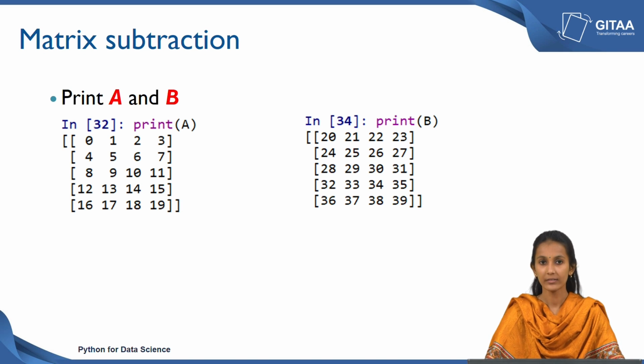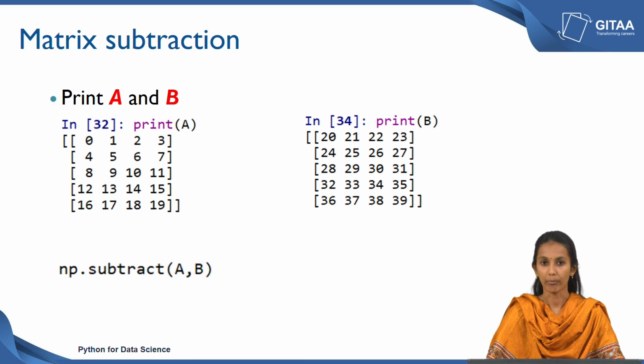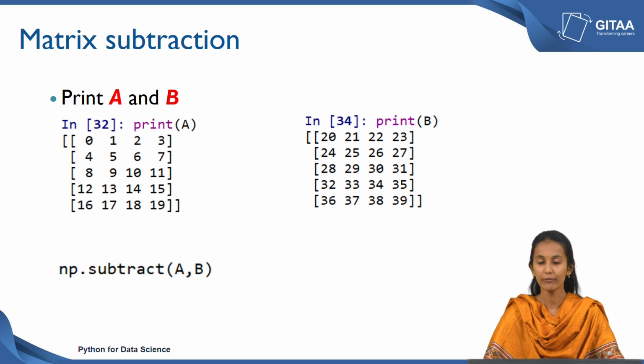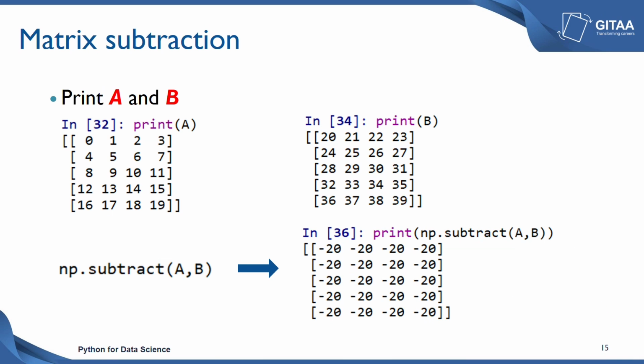This is our matrix. For this matrix, we will use the matrix subtraction. The command is np.subtract. Inside the parenthesis, you have to specify the matrix A name followed by the matrix 2 which is B. When we print the matrix, the output will be minus 20 for the first one, so it is 0 minus 20. For the second element we will get an output of minus 20, so it is 1 minus 21. It is again minus 20. For all elements we are getting minus 20.